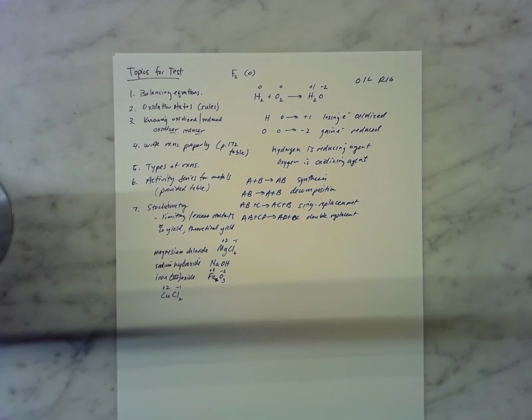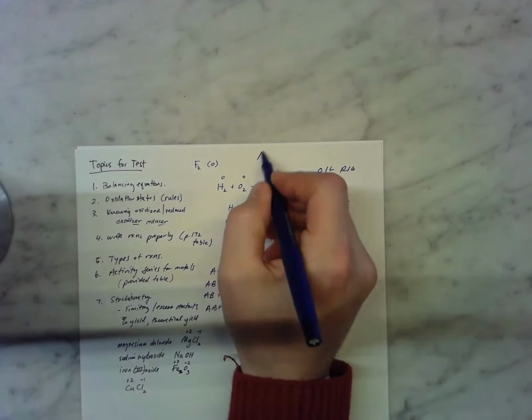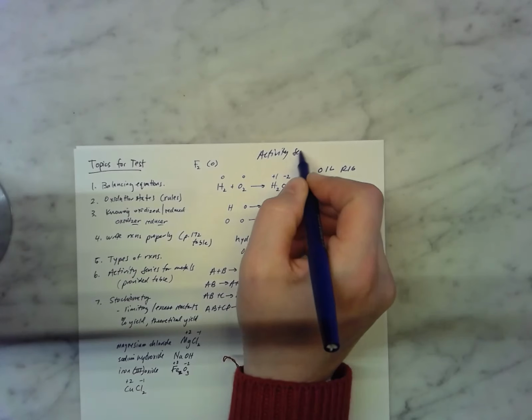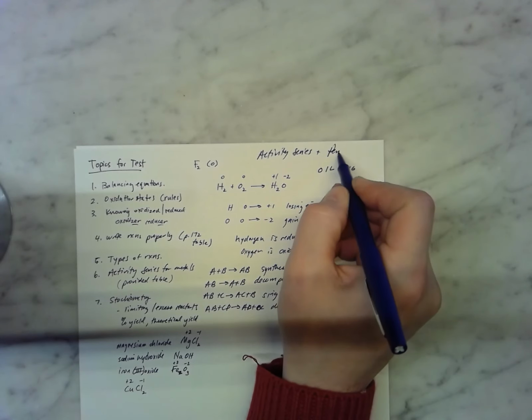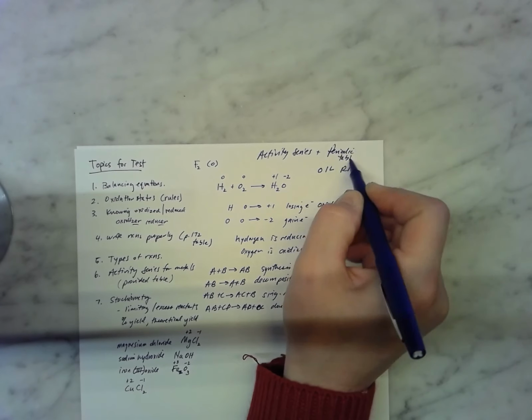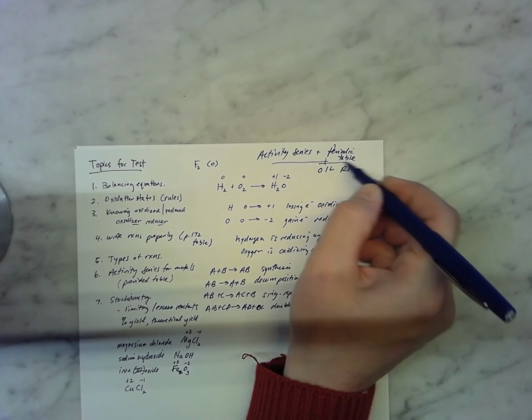All right, so let's flip back and put all this together and be very clear about what I want from you guys in your skill set. I want you to be able to do this on your test without anything but a periodic table. So you will have the activity series and that blank periodic table we've used in the past. That's what you'll have.